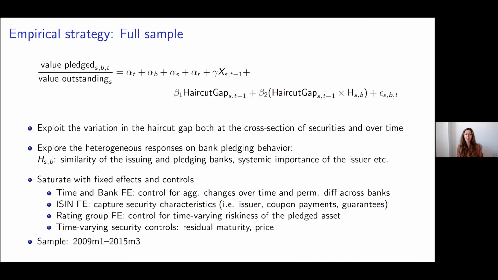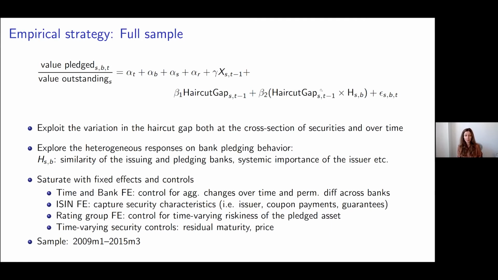Now, in addition to these average effects, I'm also going to go after specific heterogeneous responses of the pledging behavior. And these heterogeneous responses here are denoted as H, and I'm going to be looking at things such as: are the bonds that are being pledged more domestic? Are they more similar? Are they bank versus government? And so on and so forth.